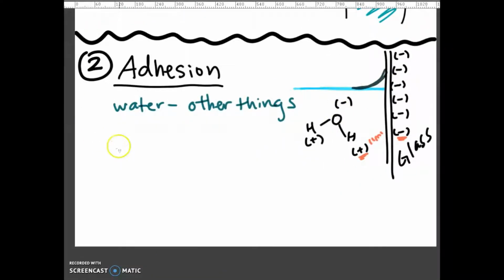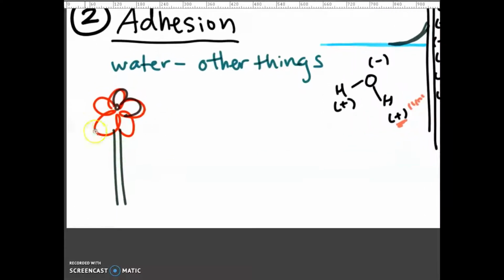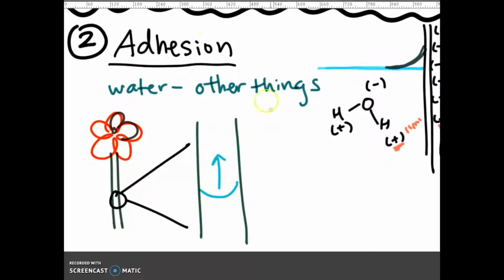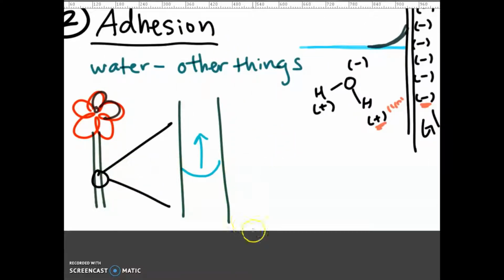In plants as well, when you have a plant or a tree, for example in this flower here, that I will draw with red, inside here, on the sides of your stem, your water is actually able to crawl up and up and up using this process called adhesion. So when water is traveling up, H2O travels up.